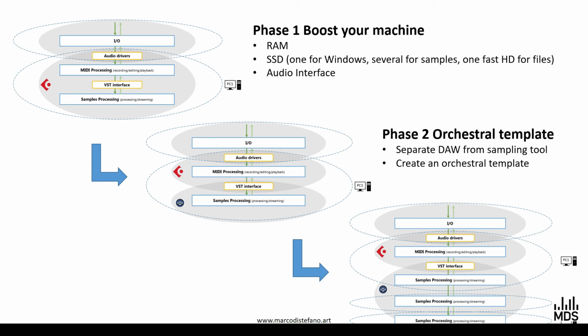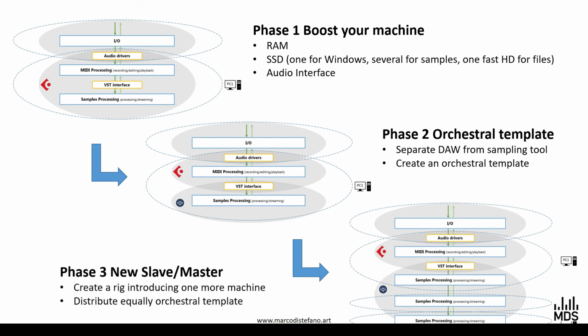And then there is the last phase. If this is not yet enough, go to a rig. This is where you introduce into your configuration another PC, which might be another slave or another master, depending on the PC that you have so far. And so you create a rig, introducing one more machine. In that case, pay attention to distribute the orchestral template equally. For example, don't put in the same PC all the libraries that you use the most, but really try to distribute them. For example, putting the strings in one PC and the brass in another one, and maybe the woodwinds in the same PC but on another hard drive. So really take some time to distribute the libraries that you use the most, to not be in the same PC in the best case, or on the same hard drive if you cannot really do differently.